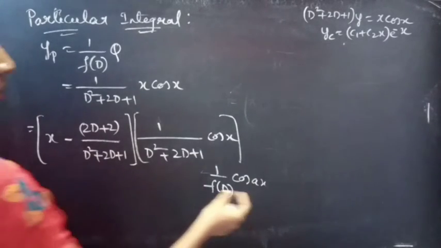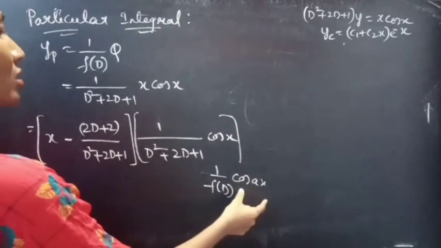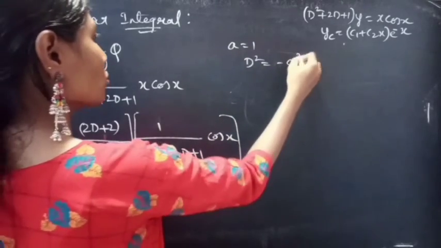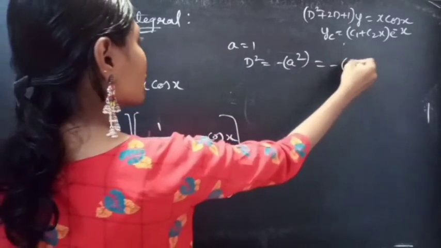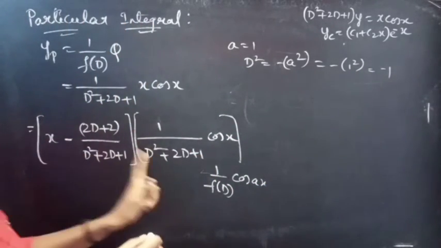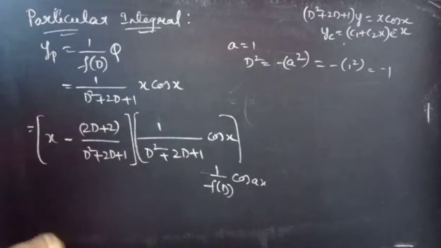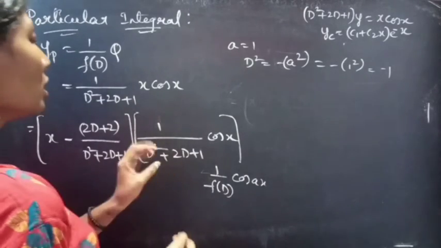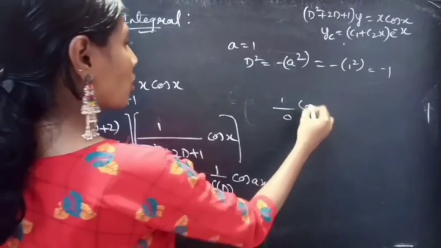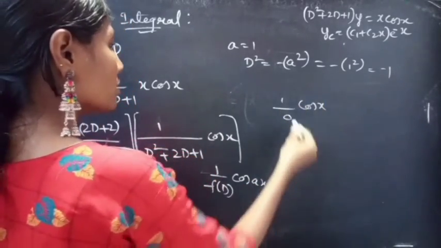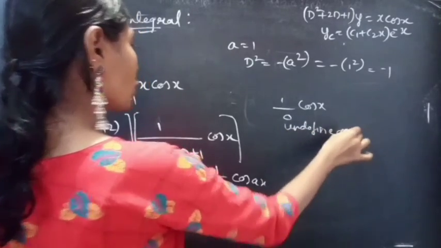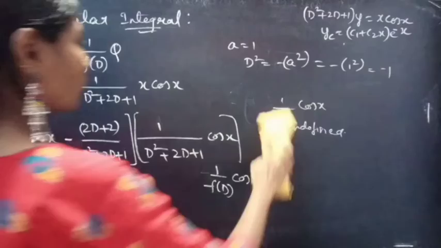Now, compare cos x with cos ax. Then for a equals 1, we'll find D², which is given by minus a², which equals minus 1² is minus 1. Now we need to check what happens if we replace D² by minus 1 in the denominator. The denominator must be non-zero. What happens if the denominator is 0? We'll get the total term 1/0 into cos x. Since 1/0 is undefined, the total term becomes undefined, right? So the denominator must be non-zero, right?